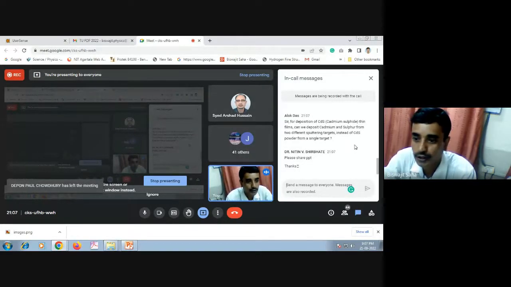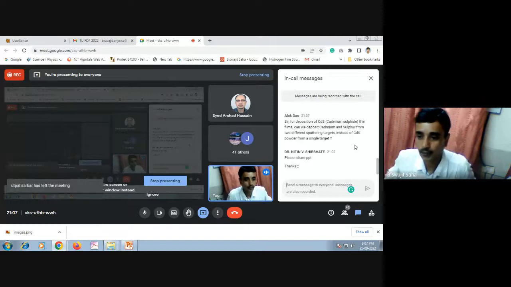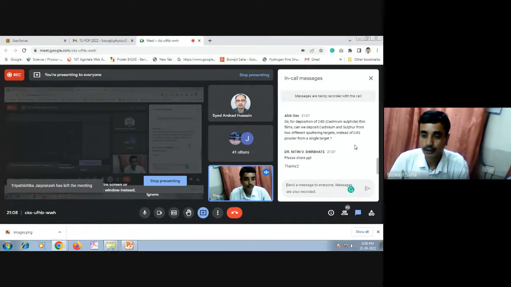The question says: for deposition of a cadmium sulfide thin film, can we deposit cadmium and sulfur from two different sputtering targets instead of CdS, or from a single target? Yeah, that is basically what you are talking about, reactive sputtering. In that case, sulfur and cadmium have to react to produce cadmium sulfide, because cadmium sulfide is a molecule, not atoms. So what may happen is that cadmium and sulfur may be deposited in the form of atoms instead of reacting as a single molecule of cadmium sulfide. So there is some problem. So it is better to use a single target of cadmium sulfide for a pure CdS thin film.